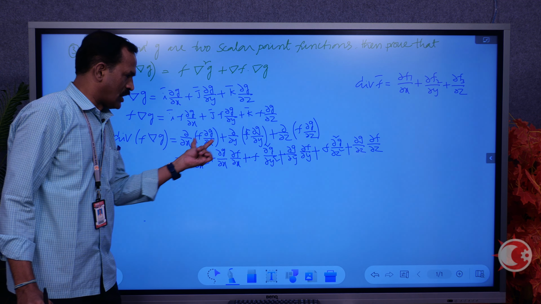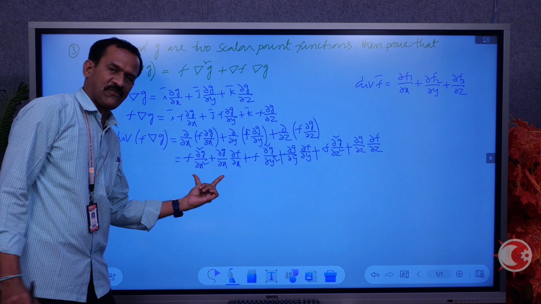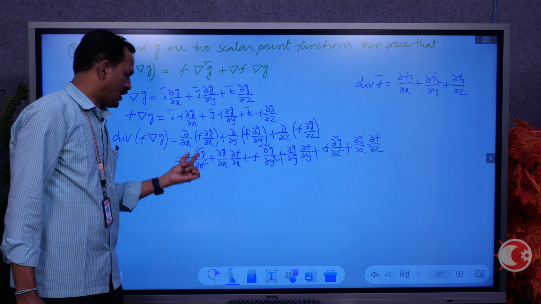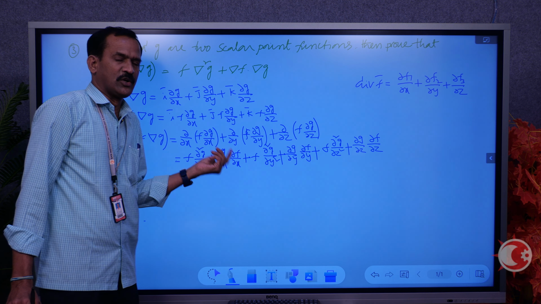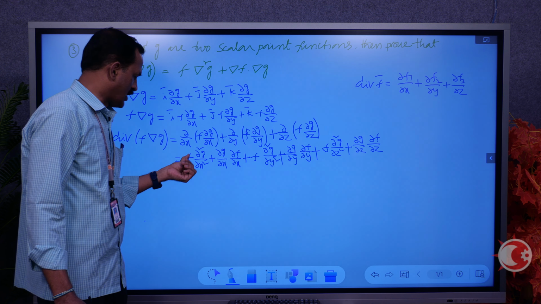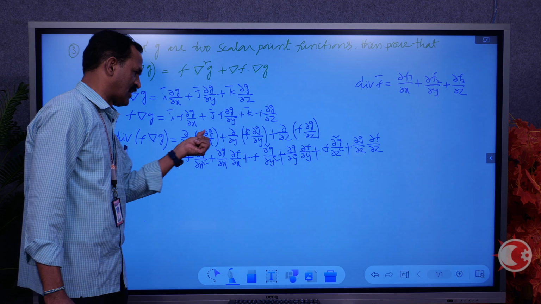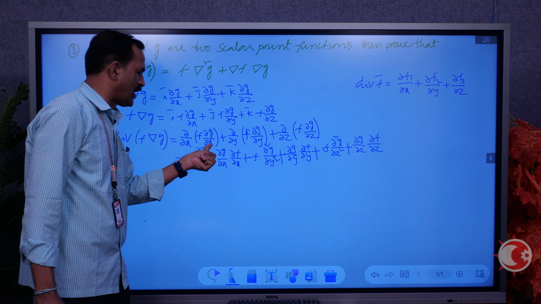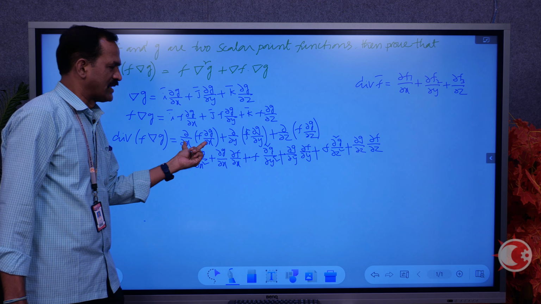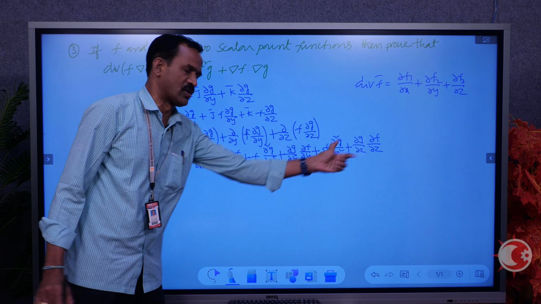Now for each term we are applying the same formula, the derivative of uv: u into the derivative of v plus v into the derivative of u. It is the usual formula. So here f into ∂/∂x of ∂g/∂x plus ∂g/∂x into ∂/∂x of f. Applying the same principle here and here, we are getting these terms.